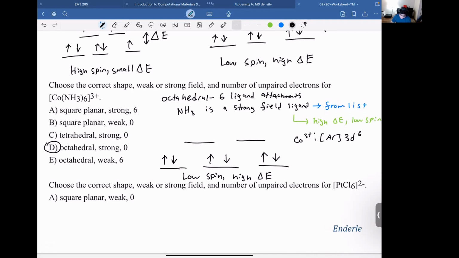The next is for platinum, platinum 4 plus.